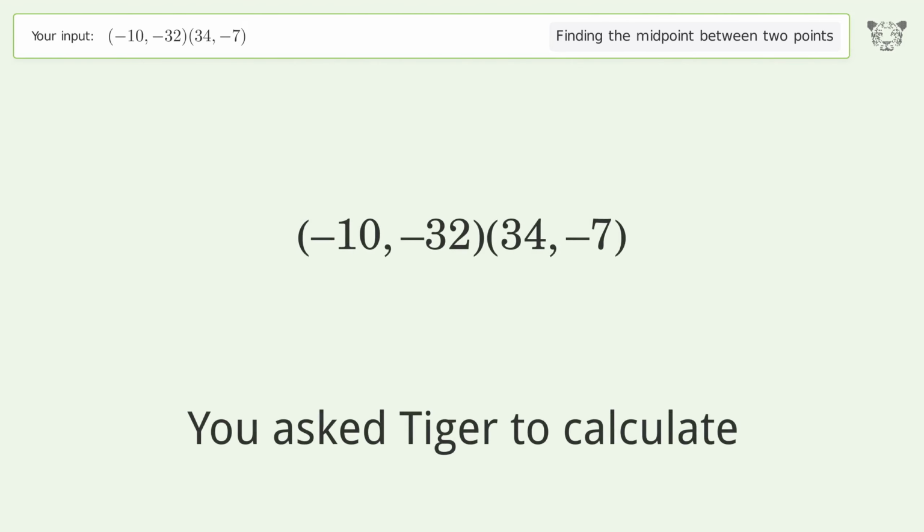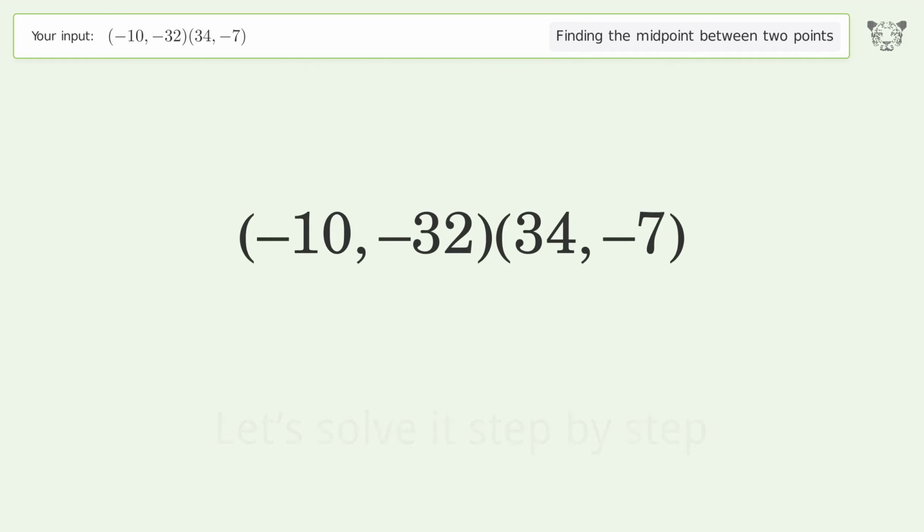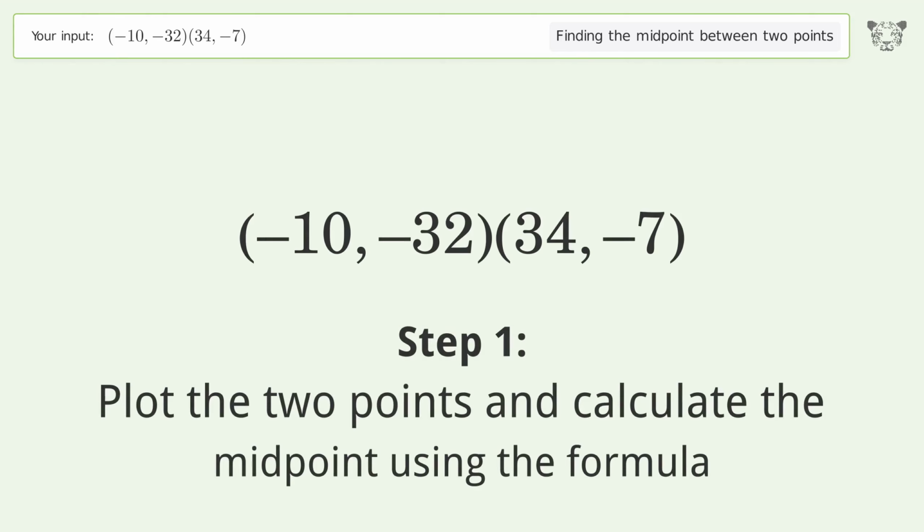You ask Tiger to calculate. This deals with finding the midpoint between 2 points. The midpoint between the 2 points is 12, negative 19.5. Let's solve it step by step. Plot the 2 points and calculate the midpoint using the formula.